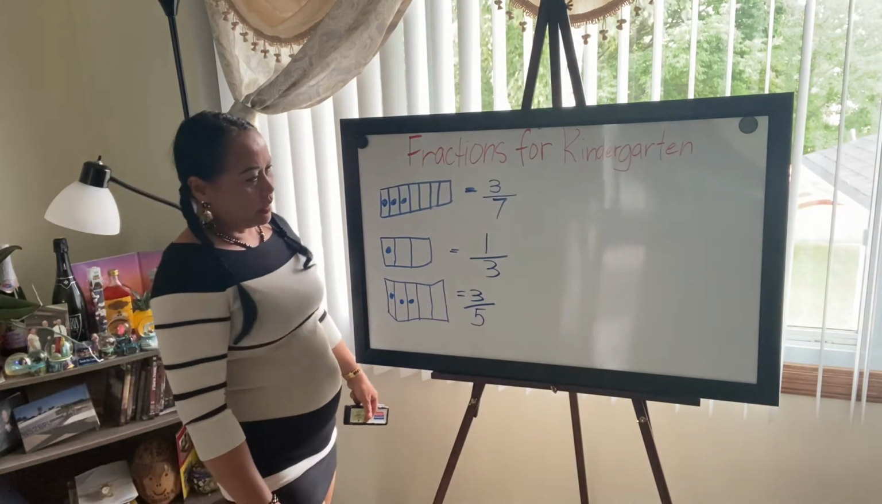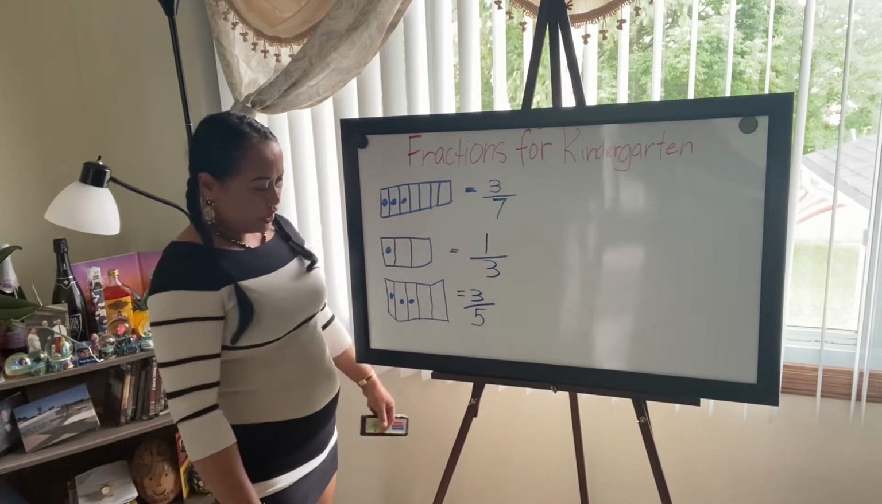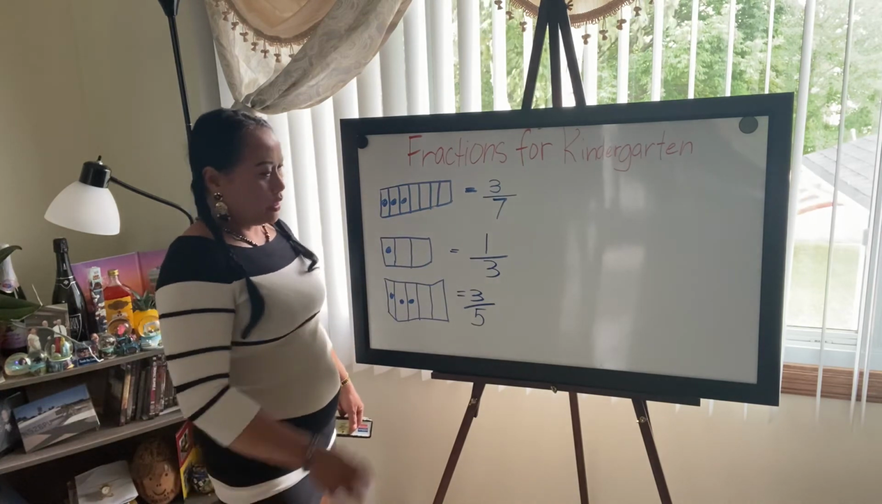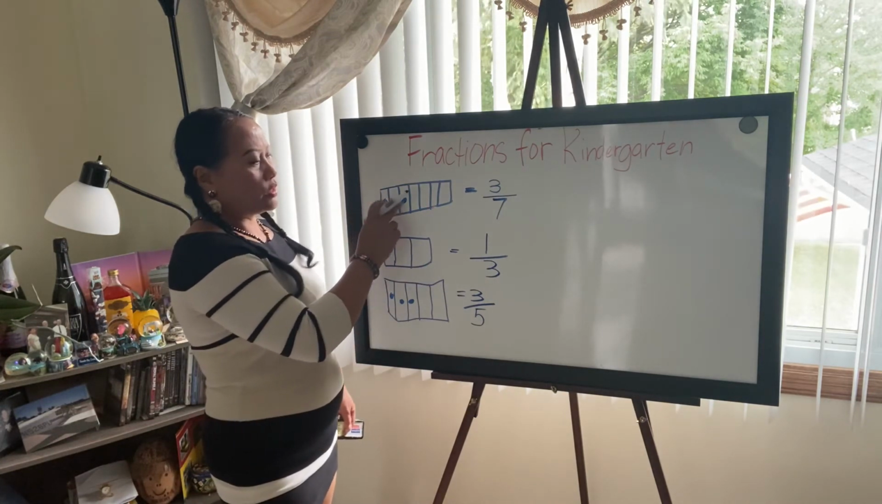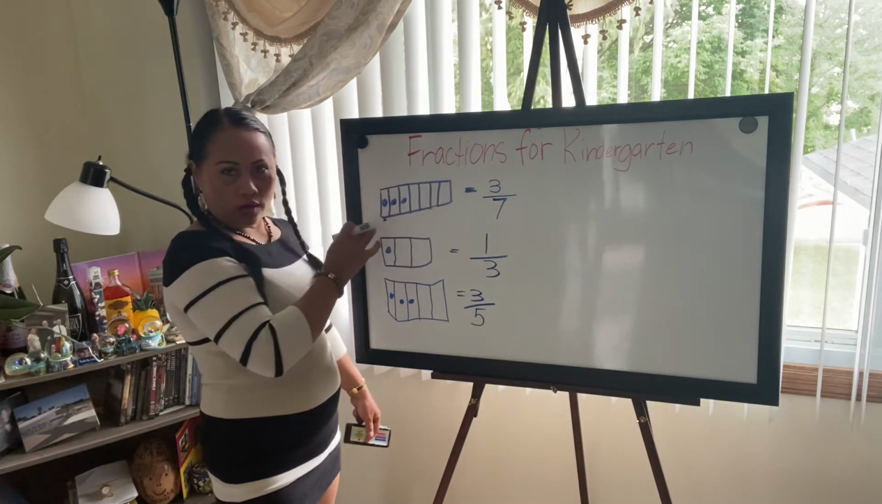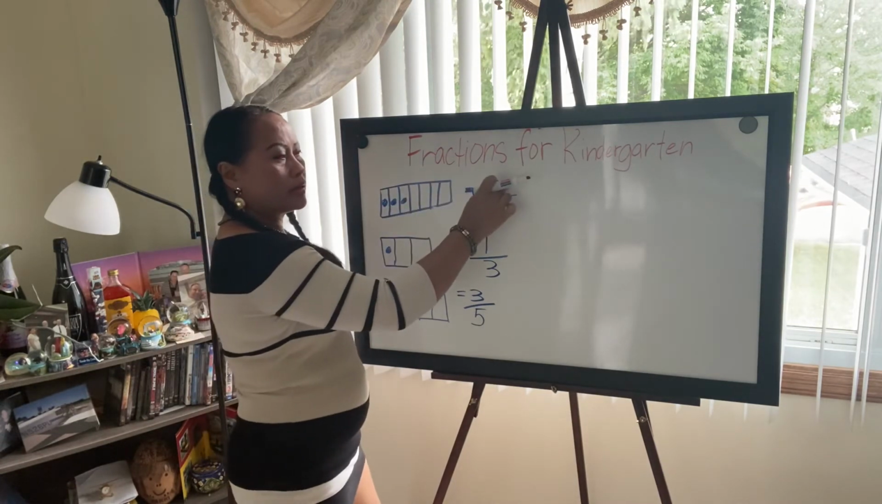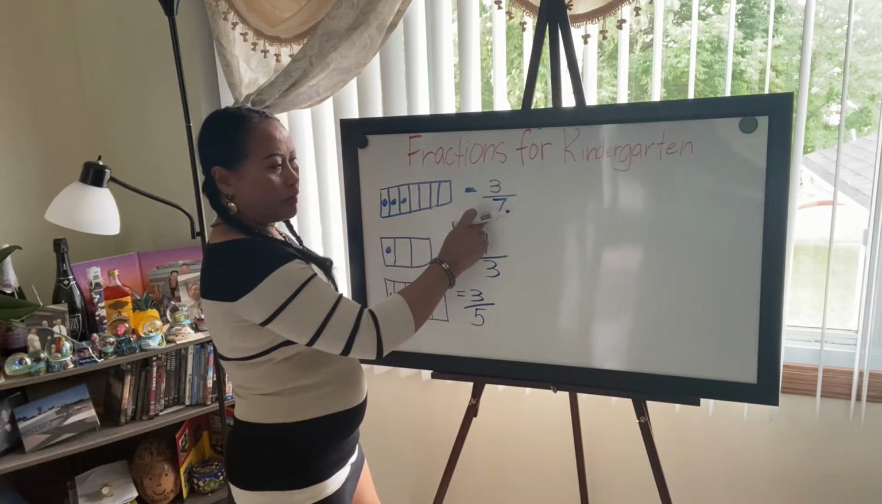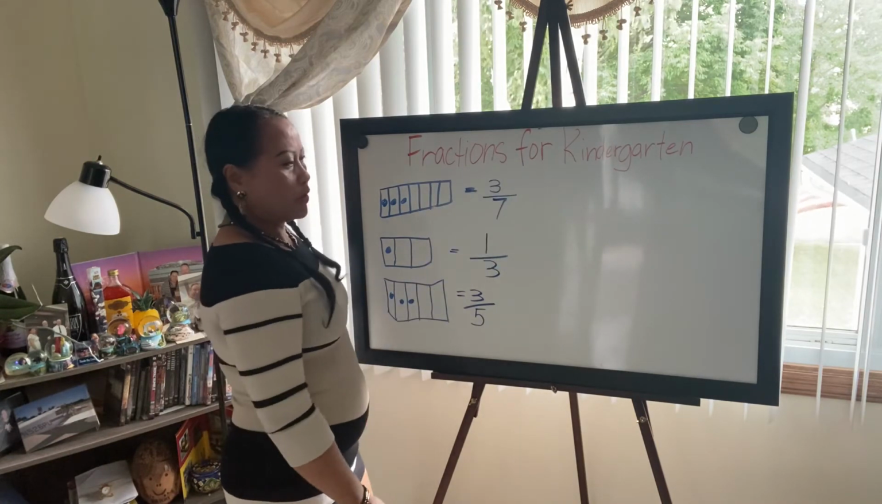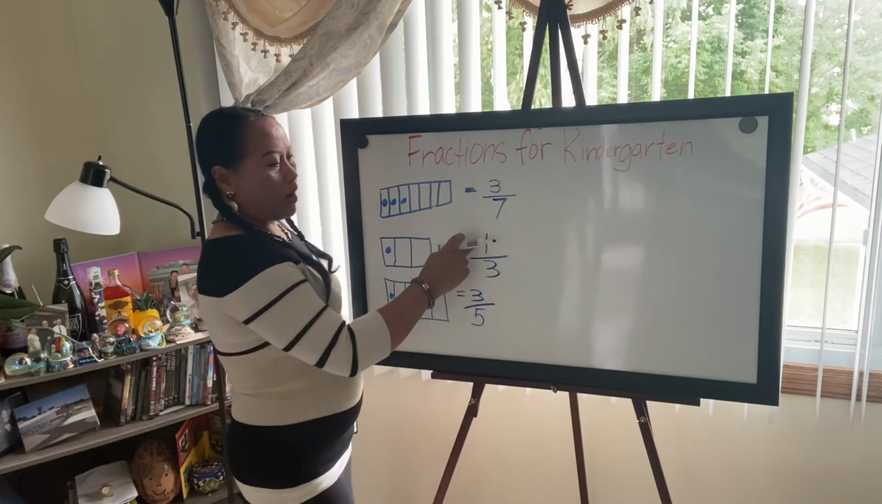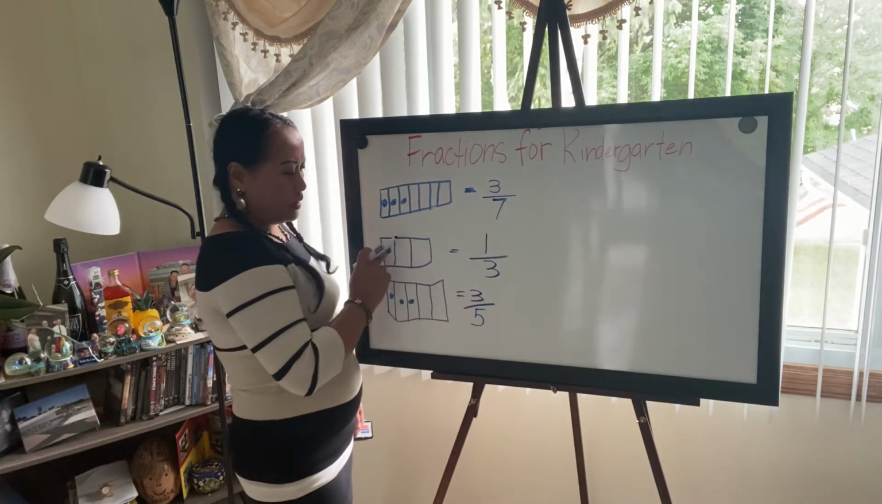Now, it is very easy. You just count all the shaded parts. The shaded part is a part of a whole. So 3 is a part of 7. 3 over 7. 1 over 3. 1 is a part of a whole.